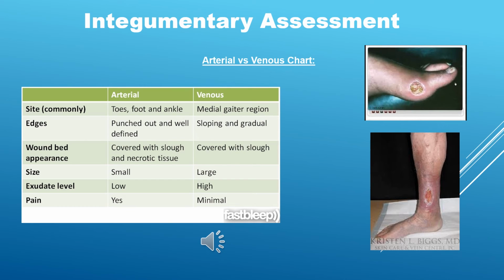Again, this is a nice chart provided to determine the differences between arterial and venous ulcers. To recap, arterial ulcers have that circular, punched out, well-defined edges, whereas the venous ulcers have that irregular border edges, and it's more towards the ankles.